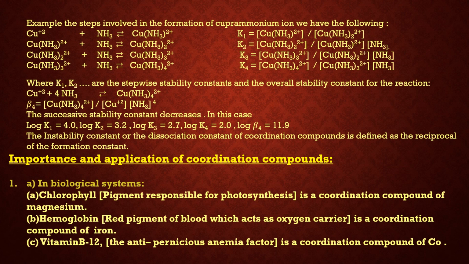Now the last topic of this chapter is importance and application of coordination compounds. The first application of coordination complexes is in biological systems. Chlorophyll, the pigment present in plants and responsible for photosynthesis, is a coordination compound of magnesium. Similarly, hemoglobin, the red pigment of blood which acts as an oxygen carrier, is a coordination compound of iron. Vitamin B12, whose deficiency causes pernicious anemia, is a coordination compound of cobalt.